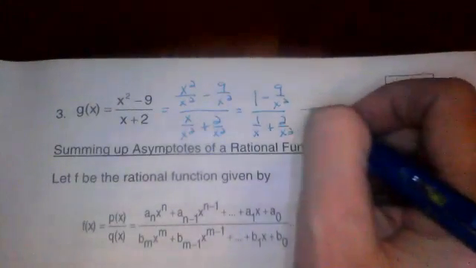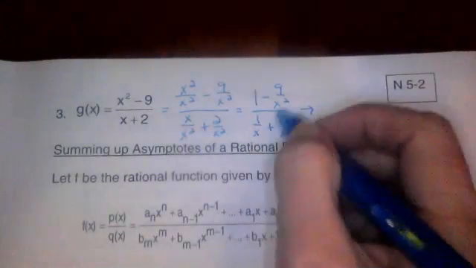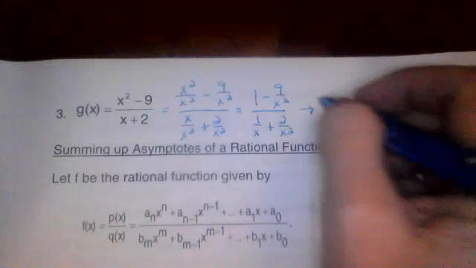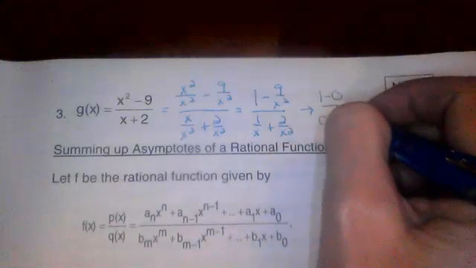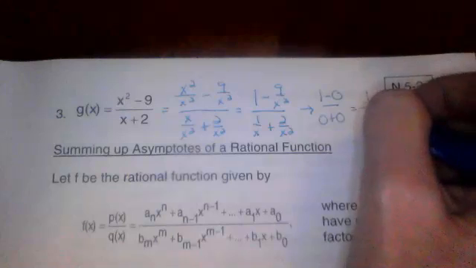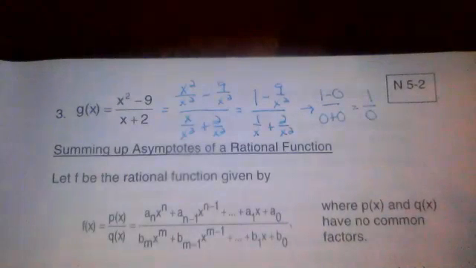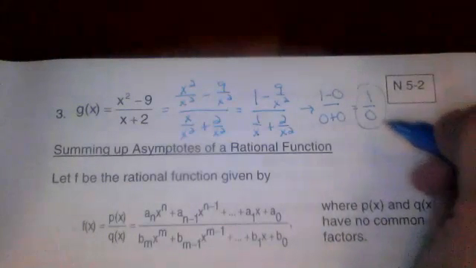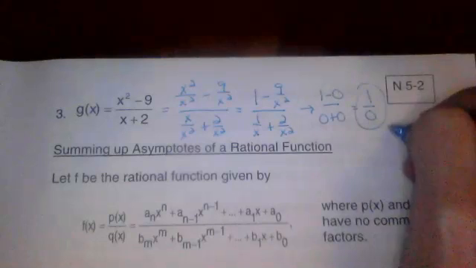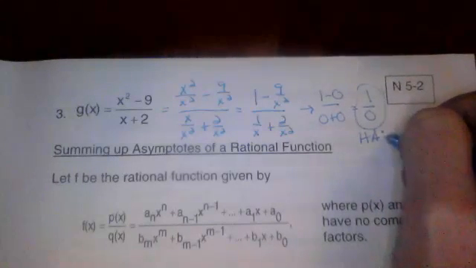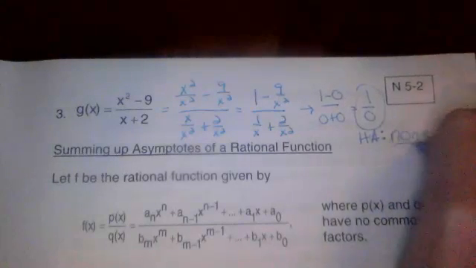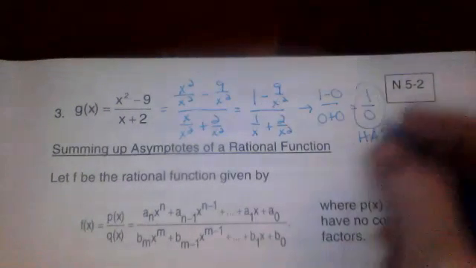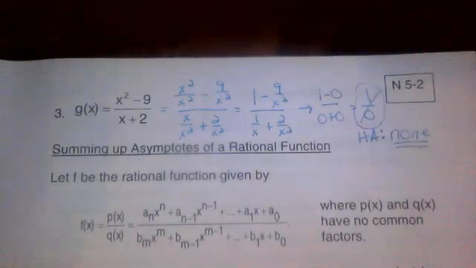And again, as I put in a very, very large number for x, all three of these fractions are going to approach 0. So I get 1 minus 0 over 0 plus 0, or just 1 divided by 0. Well, you can't divide by 0. That is undefined. And since you can't do that, there will not be a horizontal asymptote in that instance, because this is not possible. You can't divide by 0.